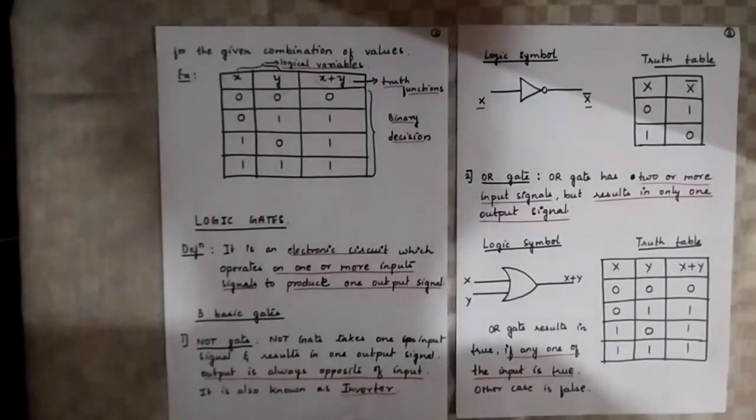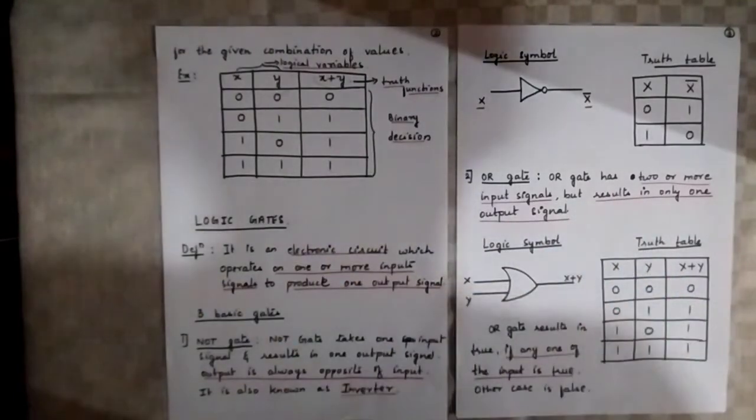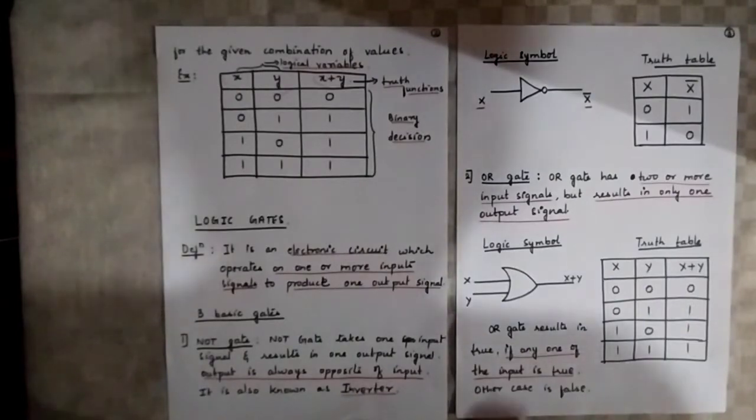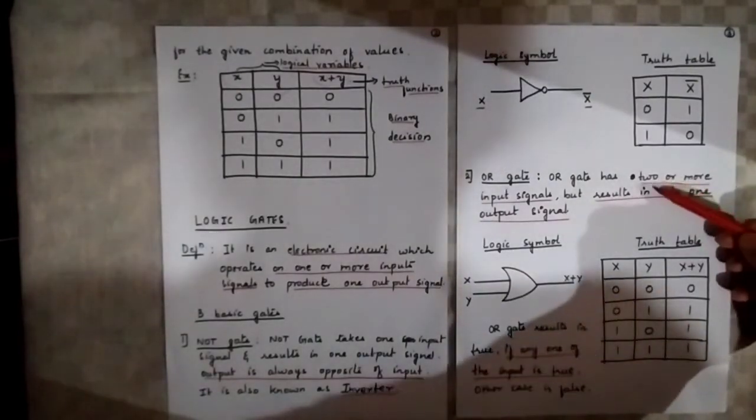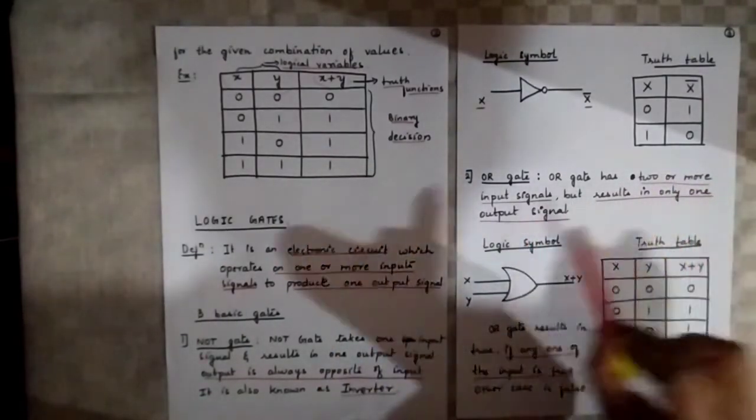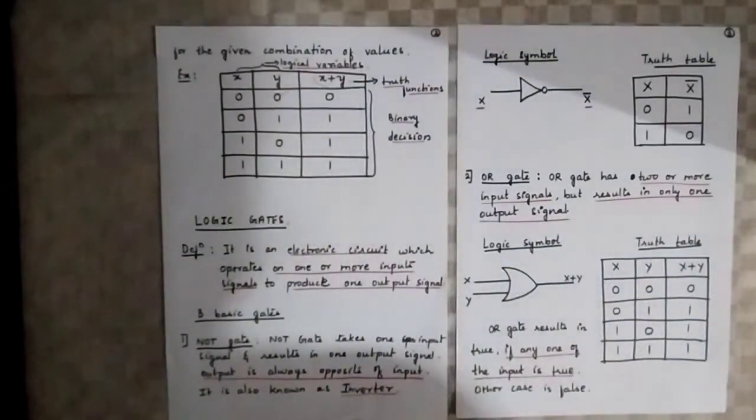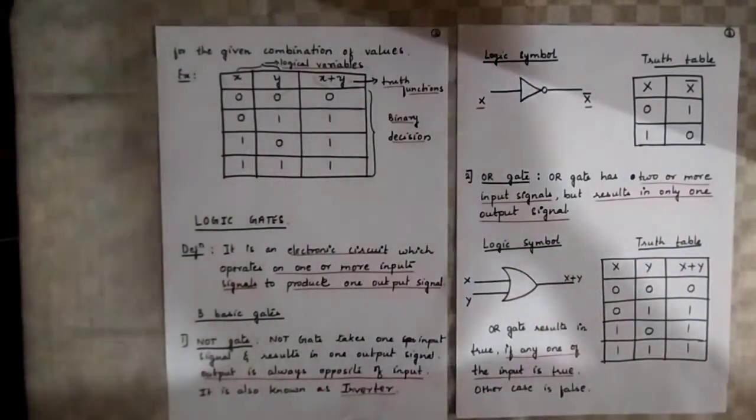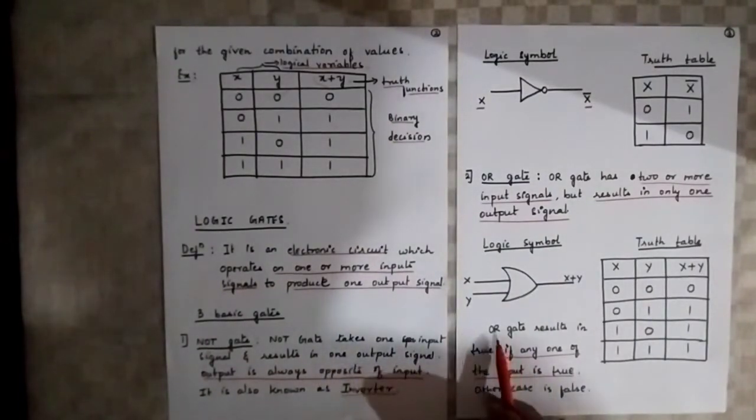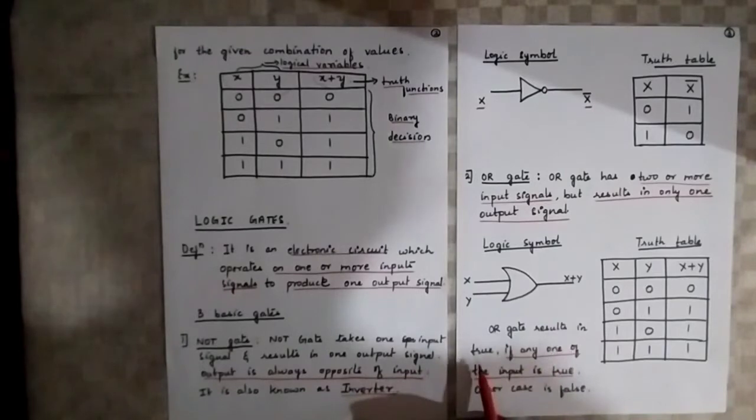Now moving on to the next basic gate, which is OR gate. What is this OR gate? The OR gate is the electronic circuit which takes two or more input signals but results in one output signal. So how exactly is this output generated based on the inputs provided? Here I have given you: OR gate results in true if any one or all of the inputs is true. In other cases, it is going to be false.